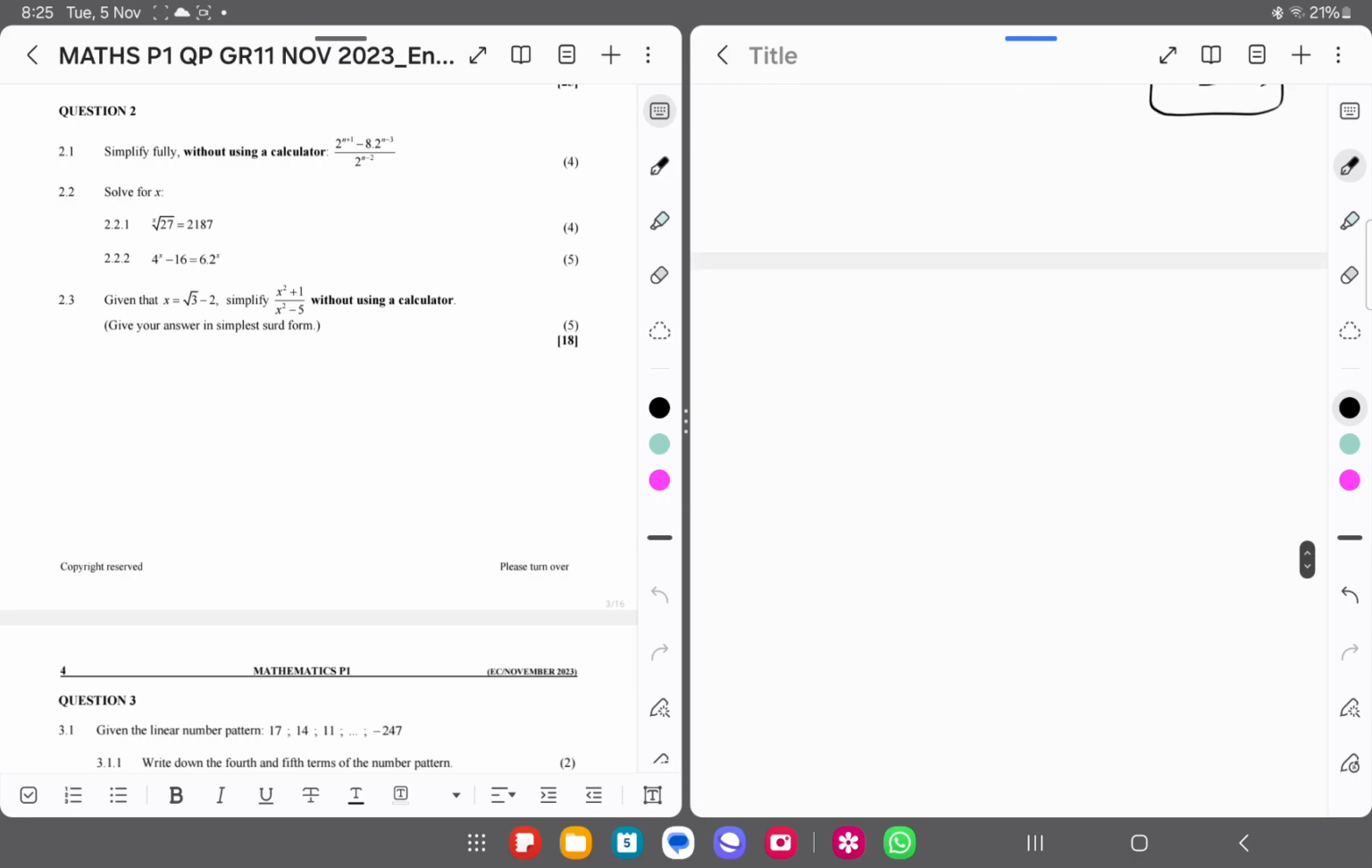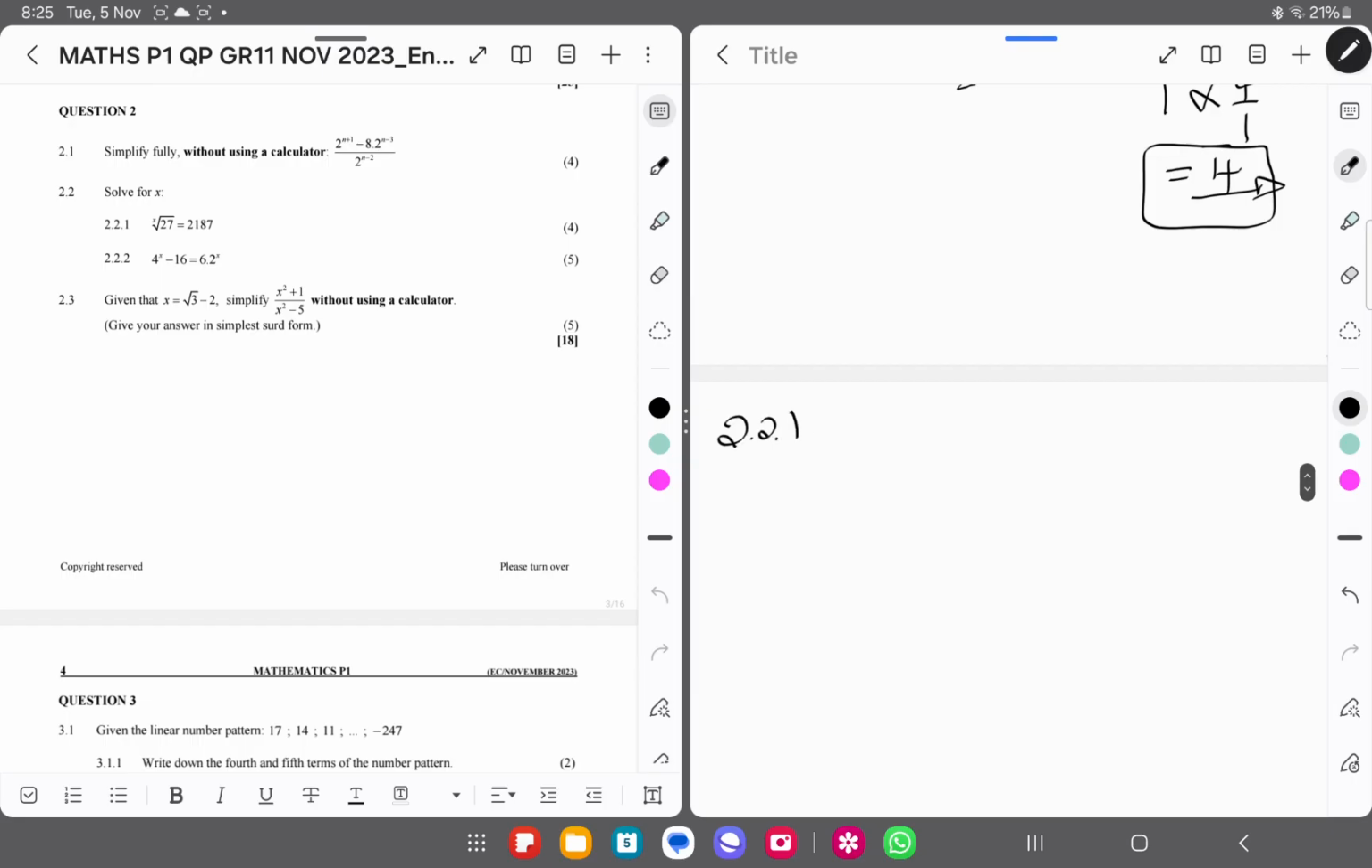Then now we go to 2.2. 2.2.1 says, solve for x. So we thought we had done with solve for x, but here it comes again. This is the x root of 27 equals 2187. Now, I need to remove that square root, but it's not a square root. It is an x root.